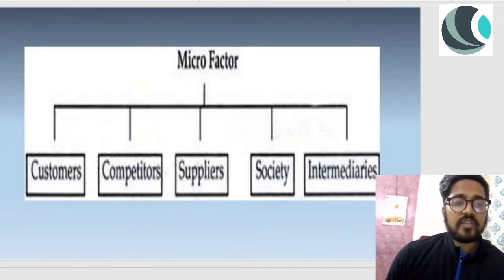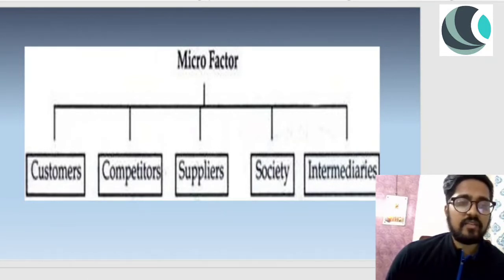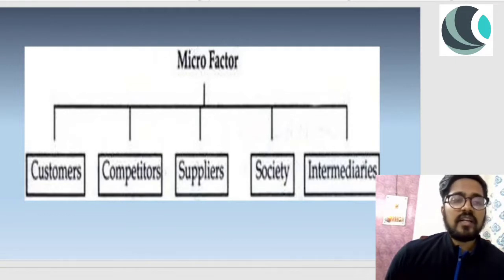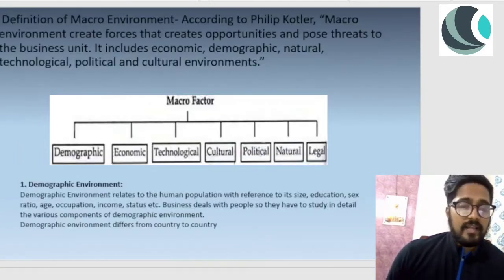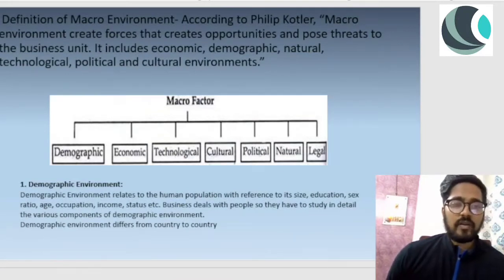And to make sure that you do remember, I have put some graphics, some images, right? It will be easier for you guys to remember then. The customers, competitors, basically CCSSI. To make sure that you do remember: CC with customers, competitors; SS, suppliers, society; and then I, intermediaries. So these are all the forms of micro environment. These all factors form the micro environment. Next, I will talk about the macro environment.